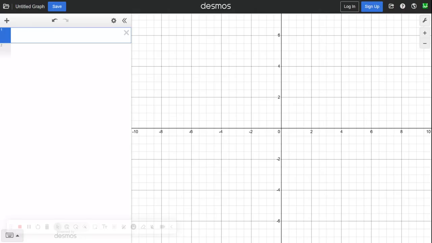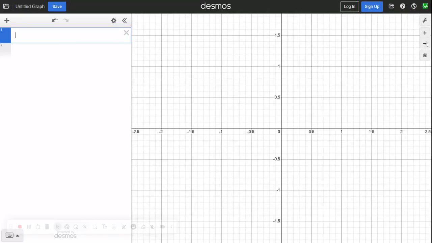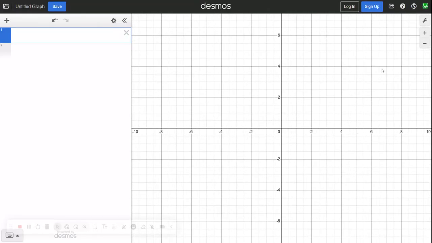When you open Desmos, this is the home screen. To the right, we have the graph, and you can change the graph settings, like the size of each square. You can also zoom in or zoom out. And to the left, this is the column where you enter in your points and equations.